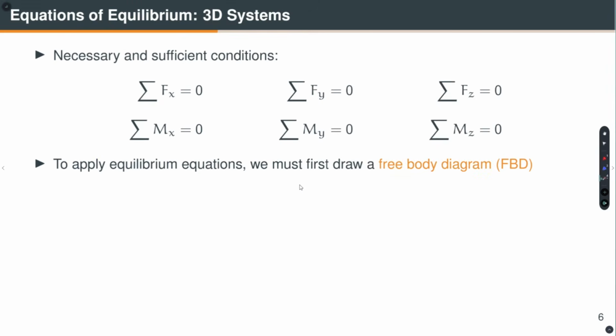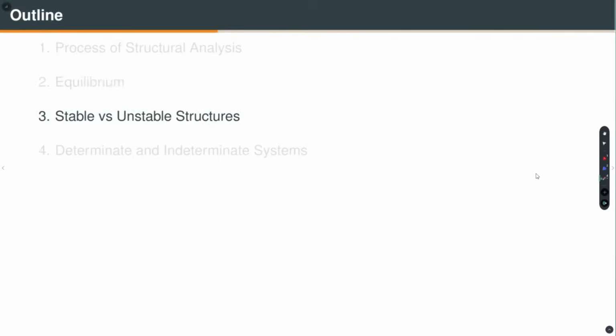Okay. For a body in 3-dimensional space, the necessary and sufficient conditions are this: to prevent 3 translations along x, y and z direction, and to prevent any rotation. So, summation Mx equal to 0, summation My is equal to 0 and summation Mz equal to 0. As we all know, to apply equilibrium equations, we have to draw the free body diagram, which I am sure all of you know how to draw.